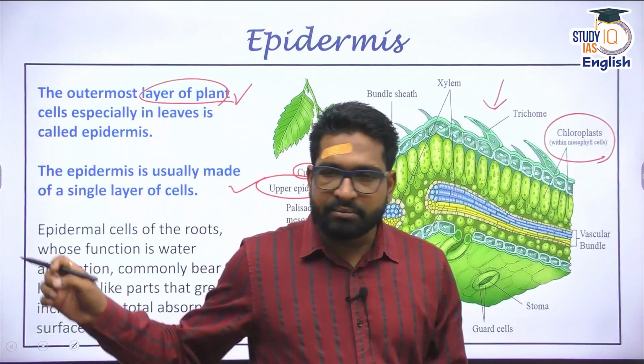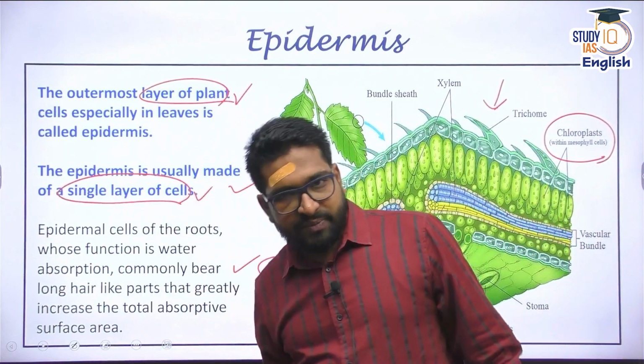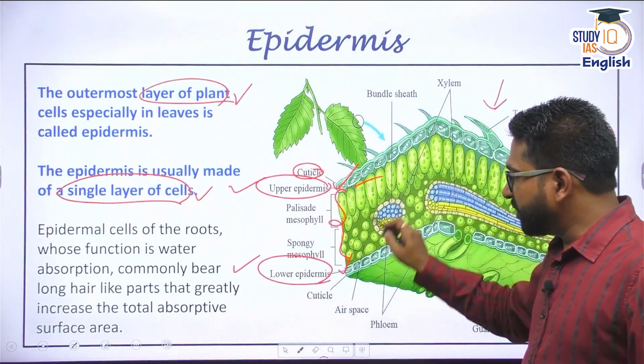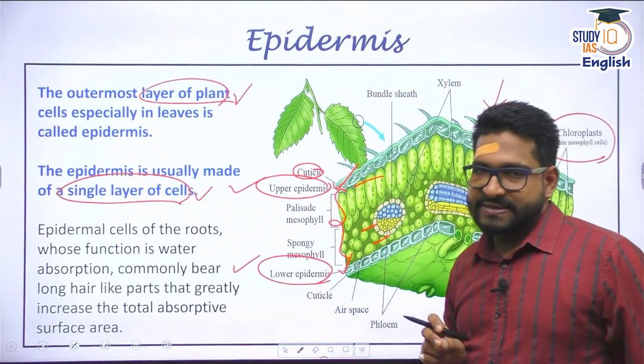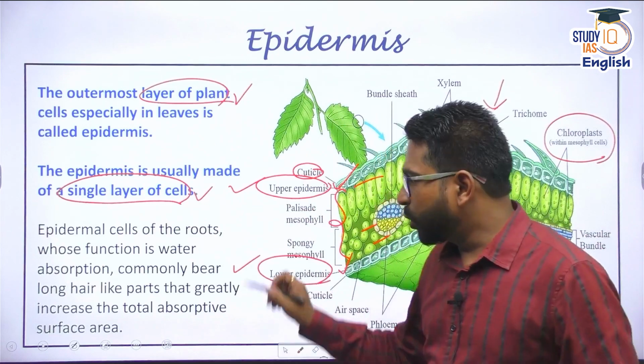Although it's written here, many a times epidermis is usually a single layer, but it can differ. In leaves, you can see different layers also: upper epidermis, lower epidermis. Then in between, you can also find mesophyll cells. Along with it, epidermal cells can also be found on roots.